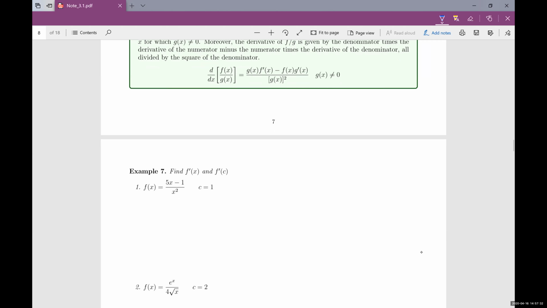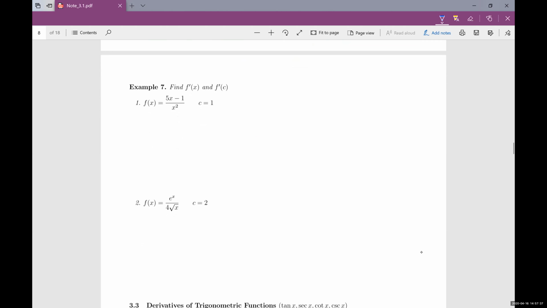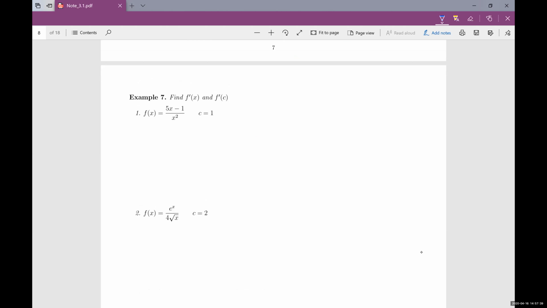So knowing the quotient rule, we can try to find the derivative of the function in example number 7. Again, you want to find the derivative of f of x, and also the derivative of f of x when x equals c. If you look at this function here, it is clearly a quotient.